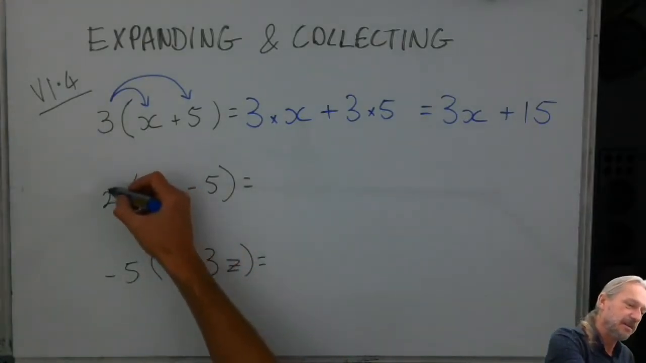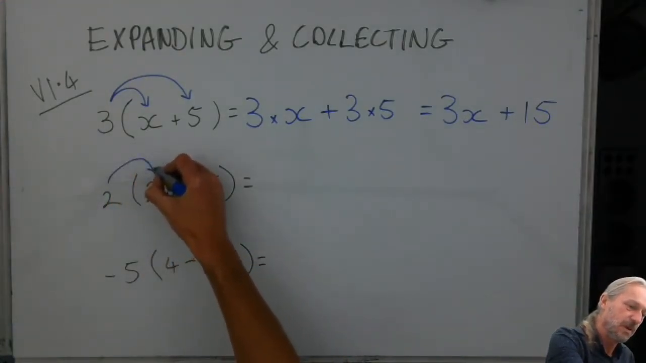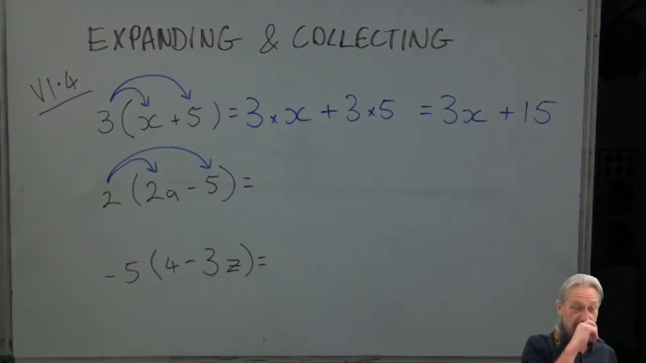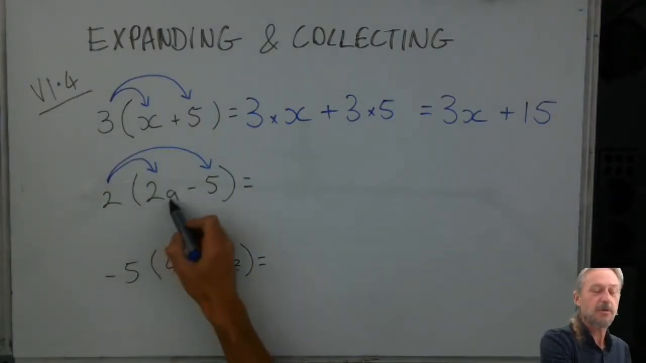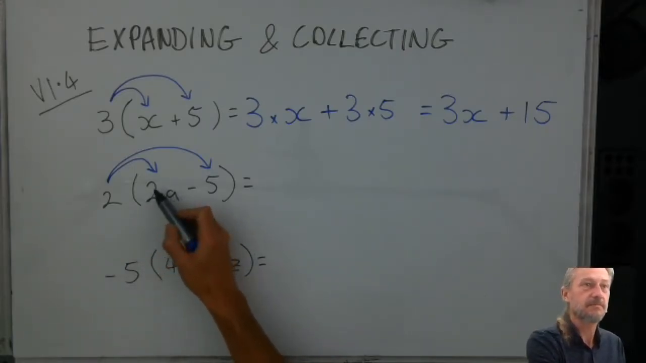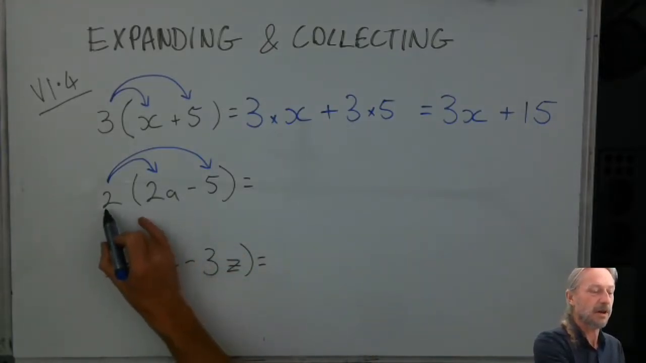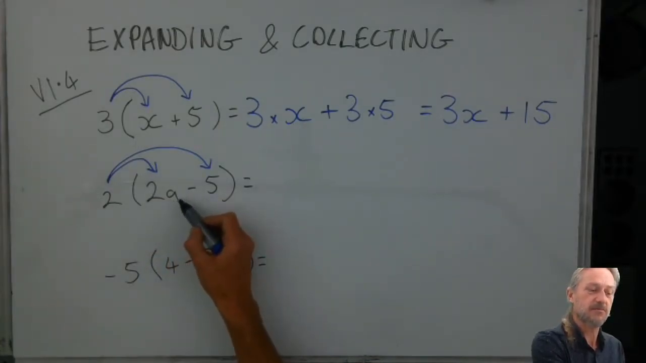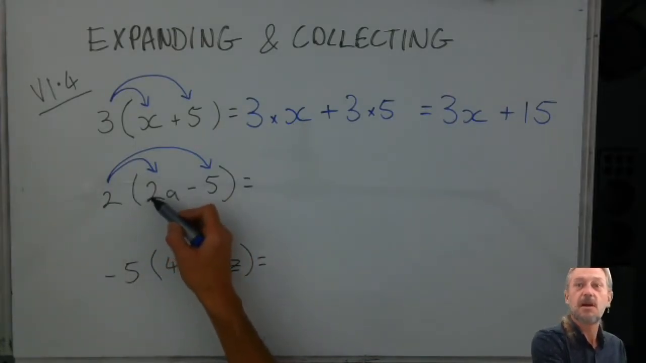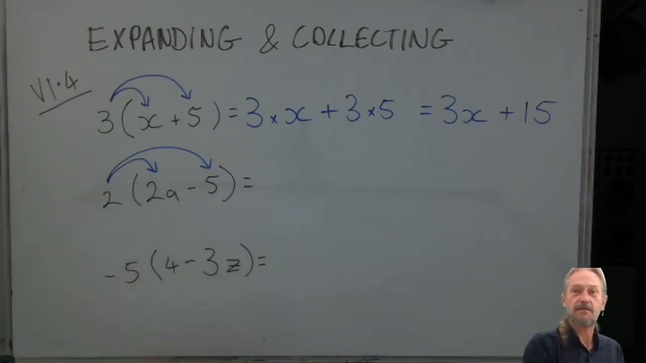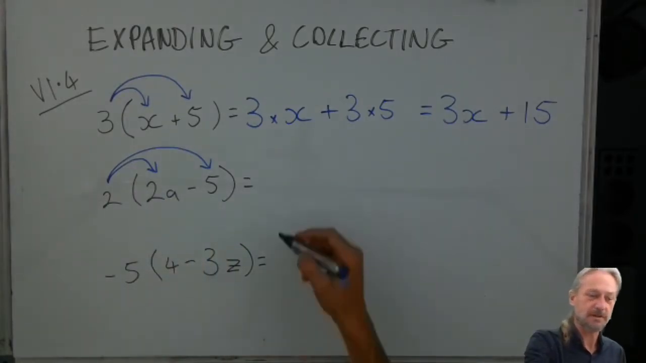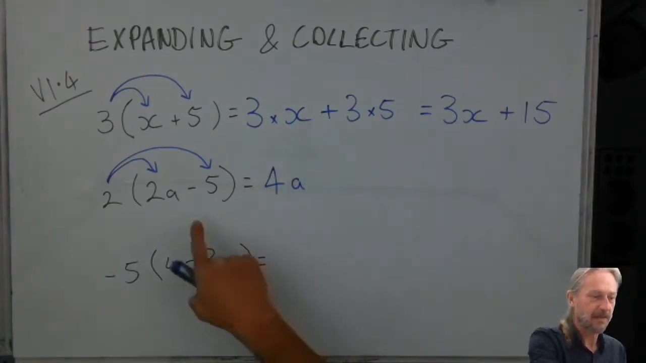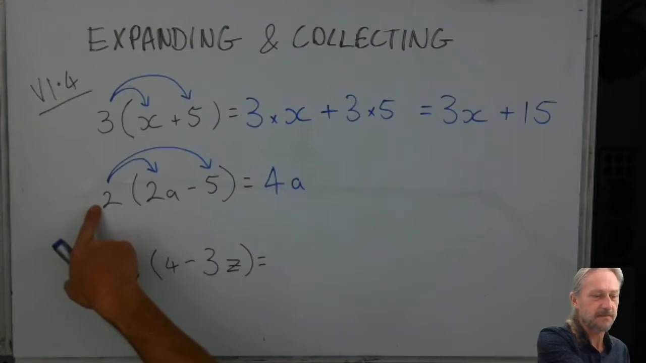So again, we take the number on the outside, we multiply by each term on the inside. So here, because we have a number in front of the a, we multiply the 2 and the 2. So this is 2 lots of a. So if we double that, we're going to have 2 times 2 is 4 lots of a. 4a.